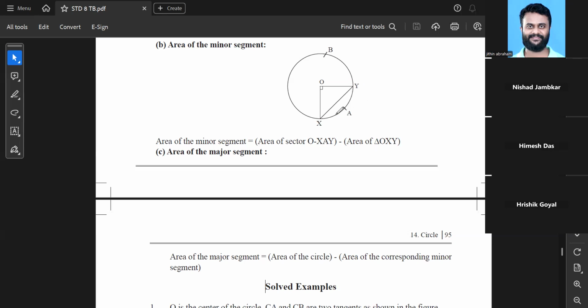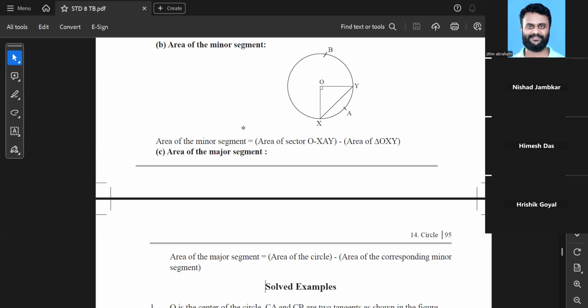This was about minor segment. If somebody is asking you what is the area of major segment, it is not a big deal. Once you find the area of minor segment, you simply take the total circle's area, remove this from it, and whatever is left will be the major segment. So area of major segment is area of circle minus area of corresponding minor segment.